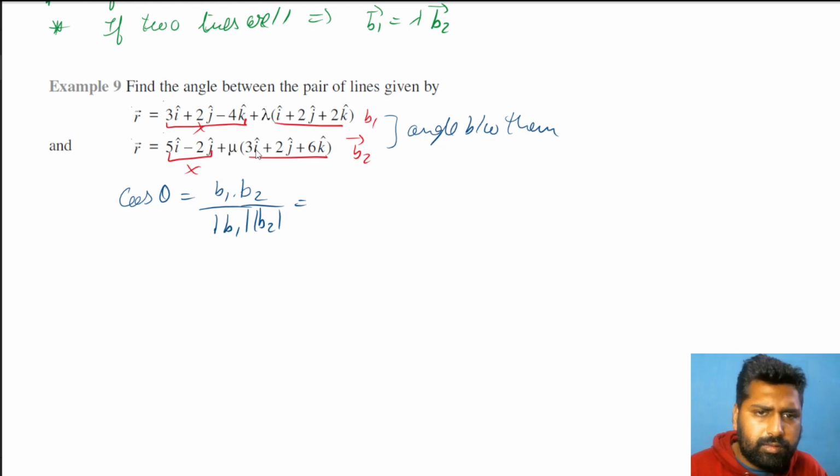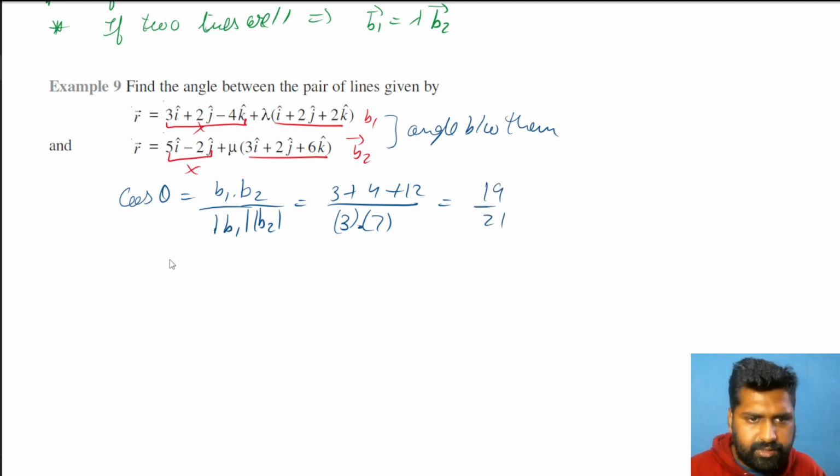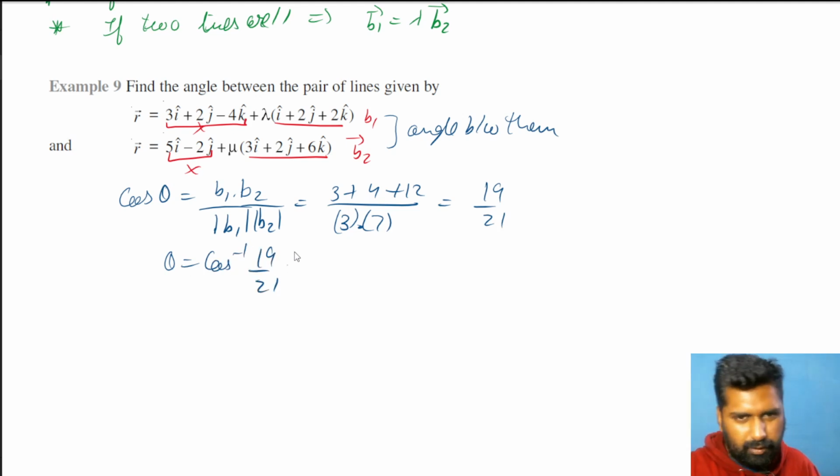Dot product: 1 times 3 is 3, 2 times 2 is 4, 6 times 2 is 12, so 19 in total. This is the dot product. Magnitude of B1 vector: 1 square, 2 square, 2 square, 1 plus 4 plus 4 is 9, so 3. For the other, 6 square is 36 plus 4 is 40, plus 9 is 49, square root of 49 is 7. So the denominator is 21. So theta is cos inverse of 19 by 21. Yes, a weird value, but we cannot solve it any further.